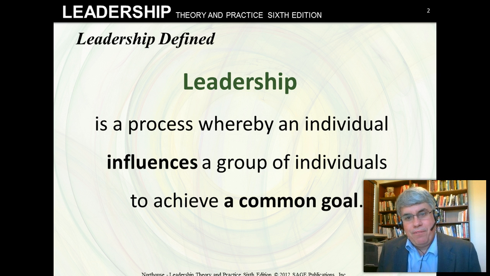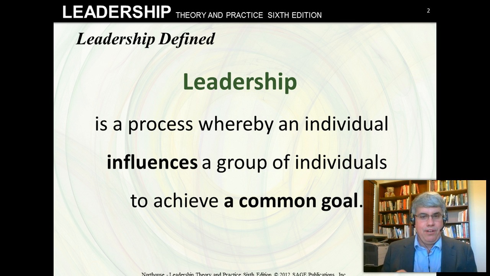Now, what that goal is can strongly influence how good the leadership is perceived to be. If the leader leads people to a goal and they realize that the goal was bad, even though he was successful in leading them to the goal, he'll be perceived as a bad leader. But if it's a good goal, and even if they get there in spite of the leader, he or she will be perceived as a good leader.